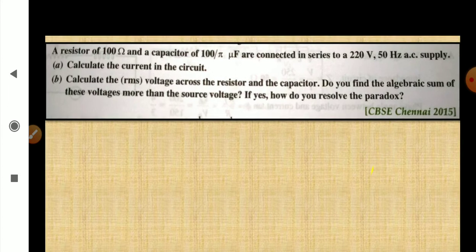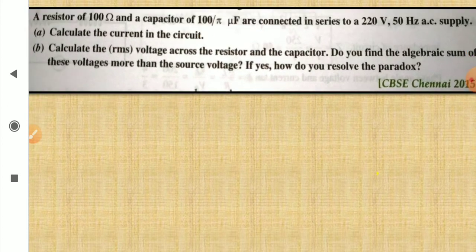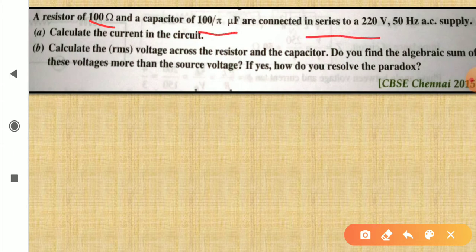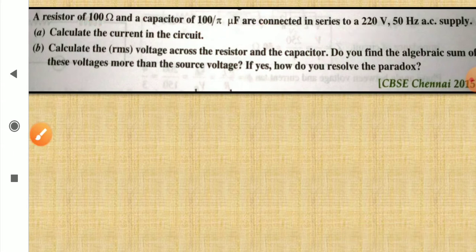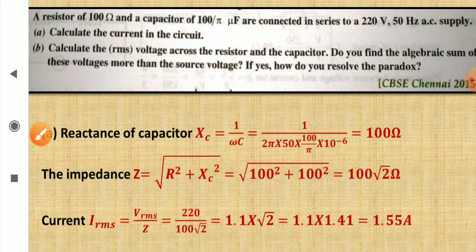And here a very important problem from board examination, a very good problem. A resistance of 100 ohm and a capacitance of 100 upon pi microfarad are connected in series to a 220 volt 50 Hz AC supply. Calculate the current in the circuit. First part. Then we'll come to the second part. So let us come to the first part.